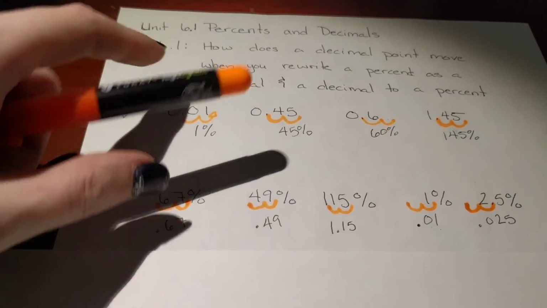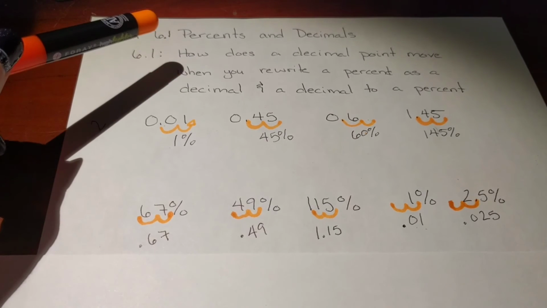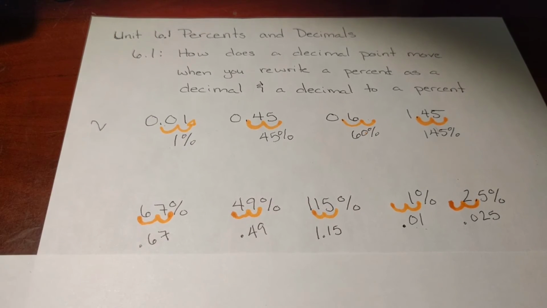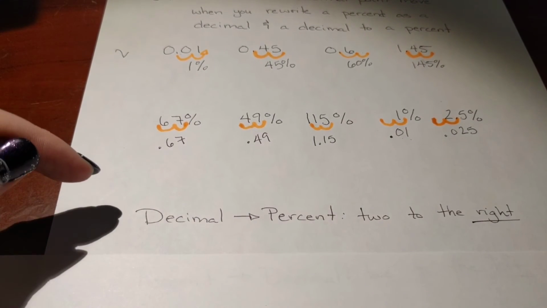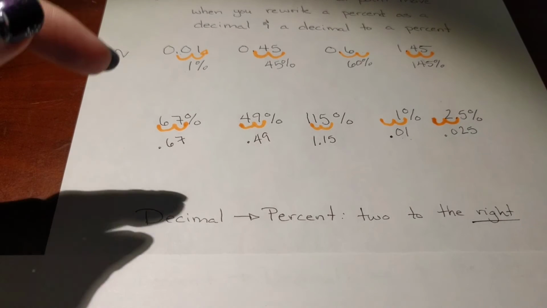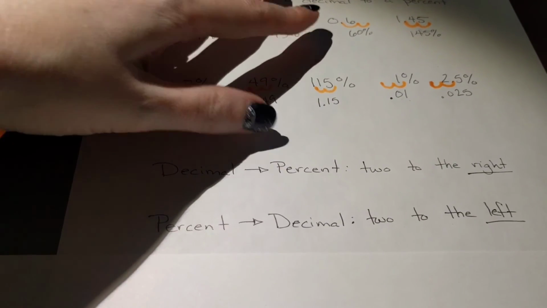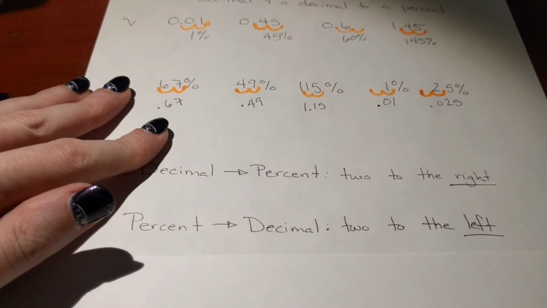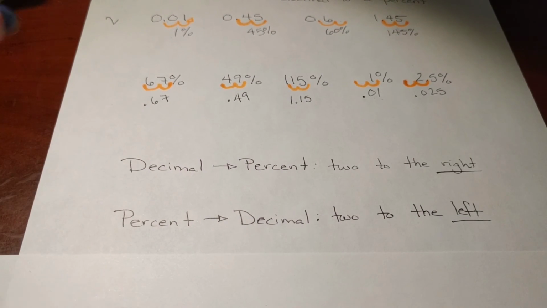Now, over here we were trying to say, because this is our essential question, how does a decimal point move when you rewrite a percent as a decimal and a decimal to a percent? Well, when it is a decimal to a percent, it moves 2 times to the right. When it is a percent to a decimal, it moves 2 times to the left. So again, decimal to percent, 2 to the right, percent to decimal, 2 to the left.